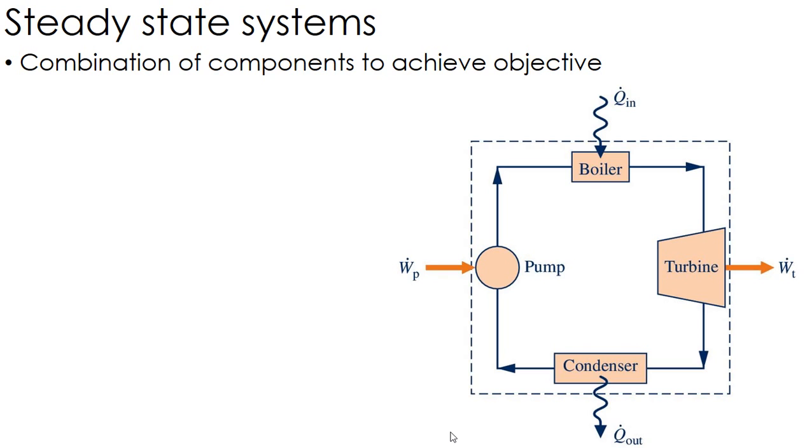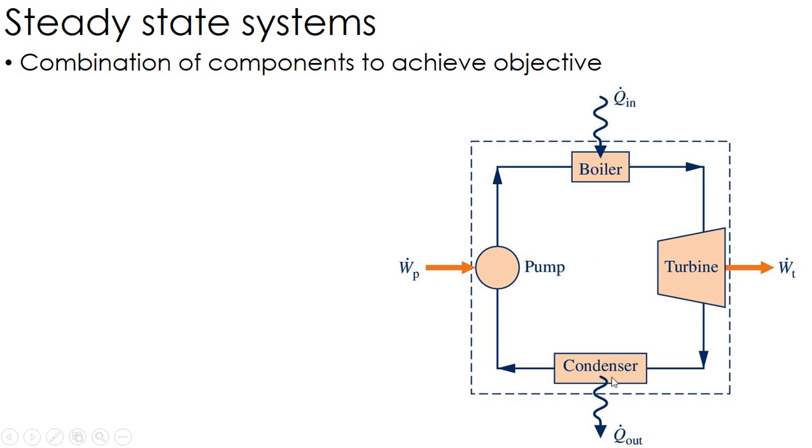So very quickly, in engineering, we don't typically just have one device in isolation. We don't just have a turbine or a boiler or whatever. What we have is a combination of them that's set up in what we call a cycle, okay? And then from that cycle, we get some work out or we get heat out or something like that. But basically, it's a combination of these components to achieve some objective.